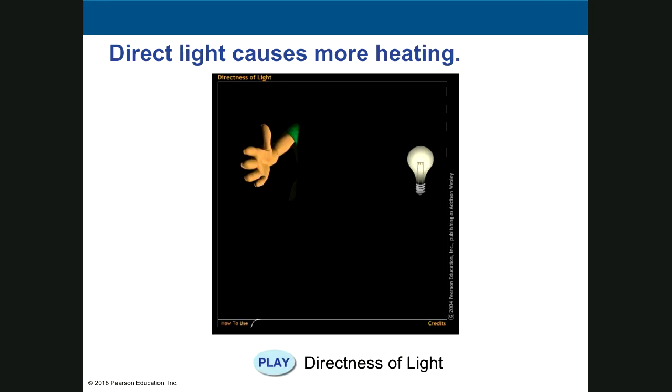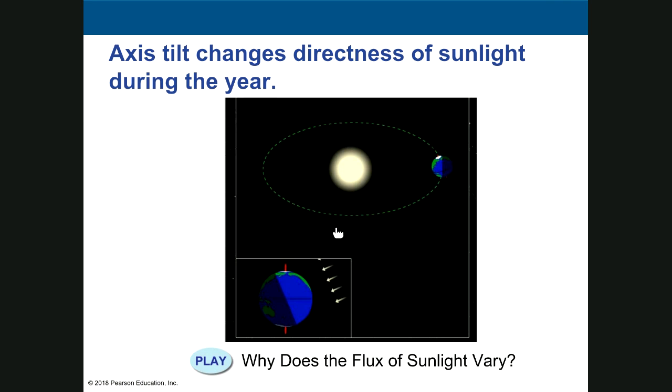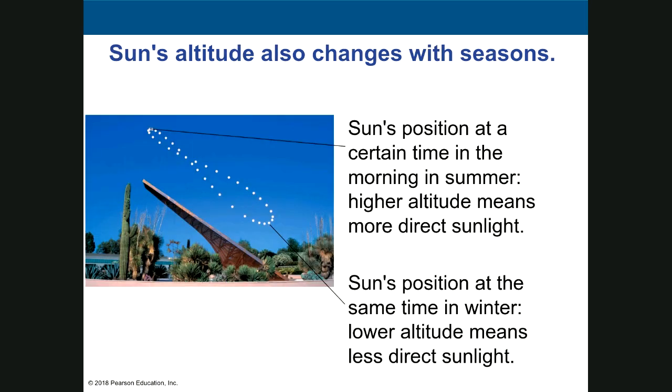And see, these are the applets I was talking about. If you saw this move around, it would show you what it looks like with a stationary Earth and the sun moving, and you can see the different parts illuminated. But again, it doesn't work so well here. The axis tilt is changing through the year.